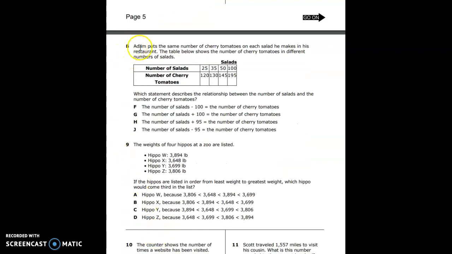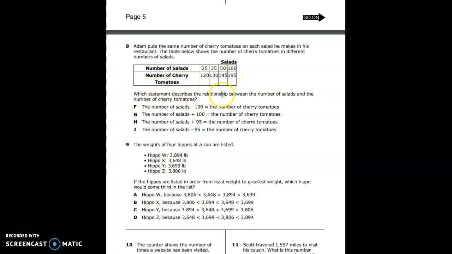Number 8. Adam puts the same number of cherry tomatoes on each salad he makes in his restaurant. The table below shows the number of cherry tomatoes in different numbers of salads. Numbers of salads: 25 salads gives you 120 cherry tomatoes. 35 salads, 130 cherry tomatoes. 50 salads, 145 cherry tomatoes. 100 salads, 195 cherry tomatoes.